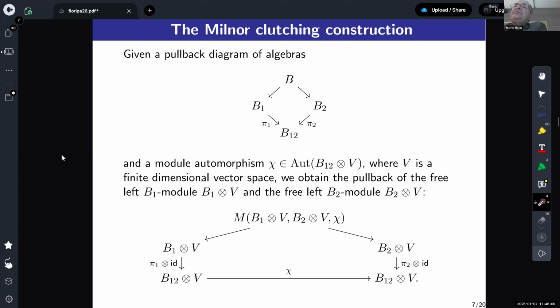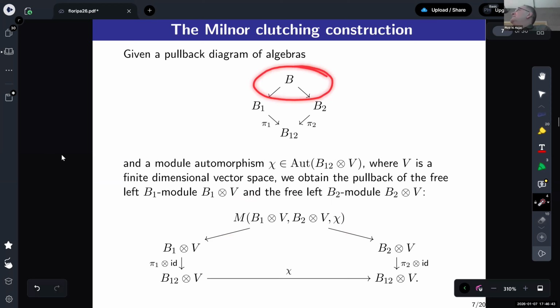Well, it looks a bit funny because one module is over B1, another module is over B2, then the bottom module is over B12. But you can actually prove, it's very easy, that the pullback is now a module over the pullback algebra. It's obviously a pullback in the category of vector spaces, so you know what it is as a vector space. And then it's very easy to see that this pullback vector space is precisely a module, in this convention a left module, over the pullback algebra B. That's just a trivial exercise, okay?